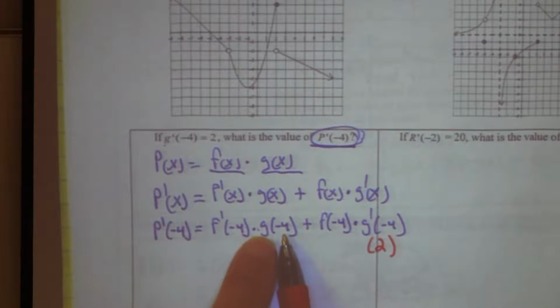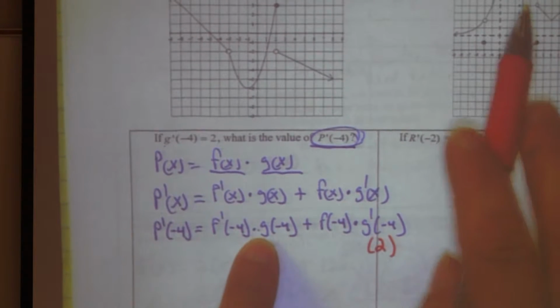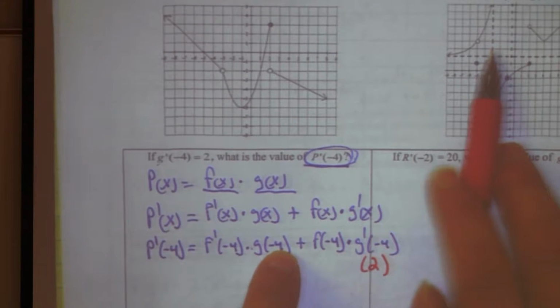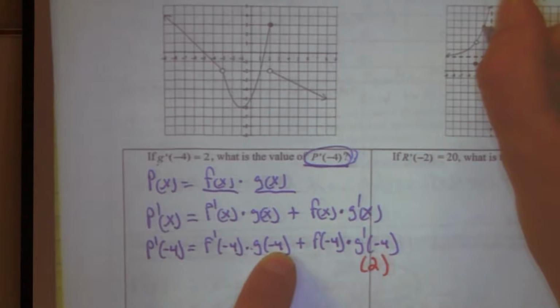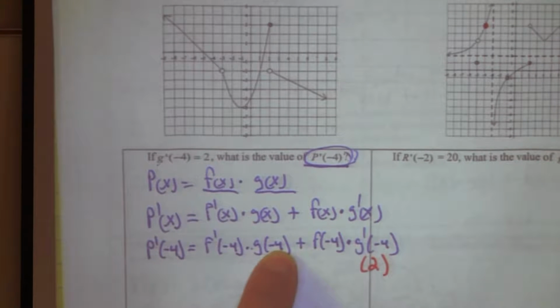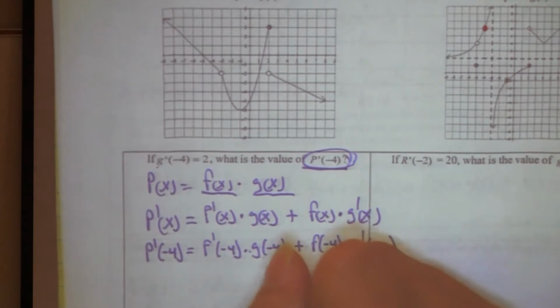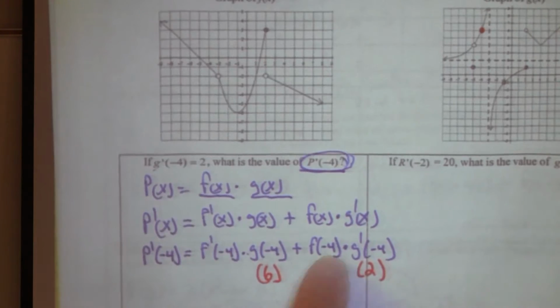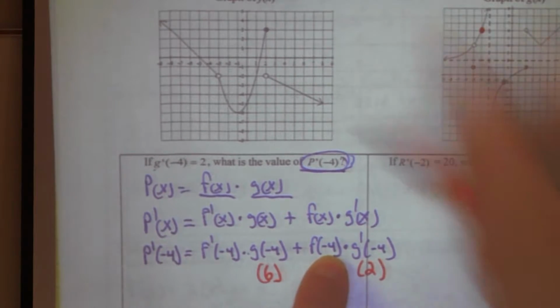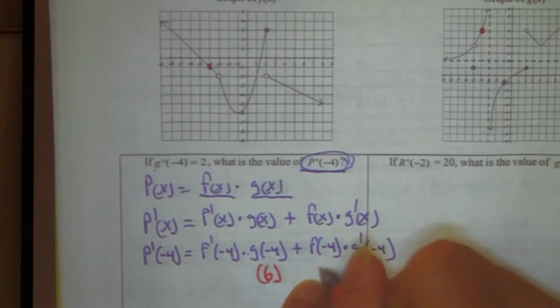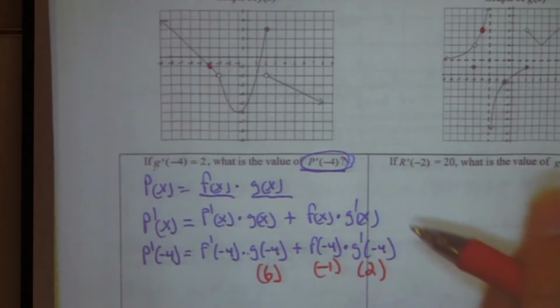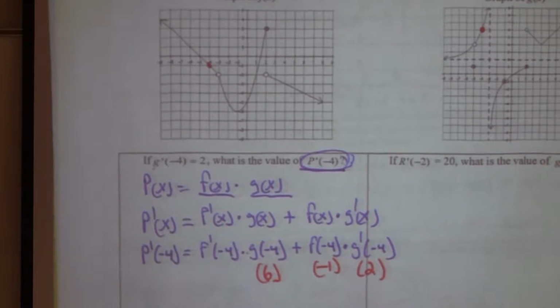So let's do g of negative 4. So I have to look at the g graph and I go to what number? Negative 4, and I figure out where I'm what? Touching the graph, which occurs at what? This guy right here is a 6. How about f of negative 4? Go to the f graph, right? And where am I at? Negative 1. Okay, so far so good.